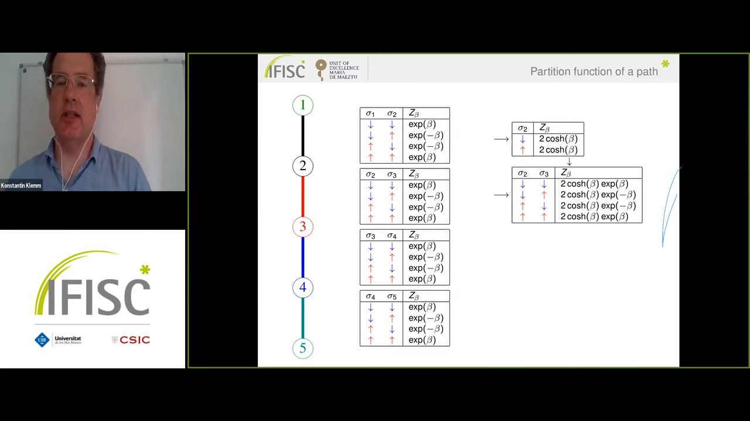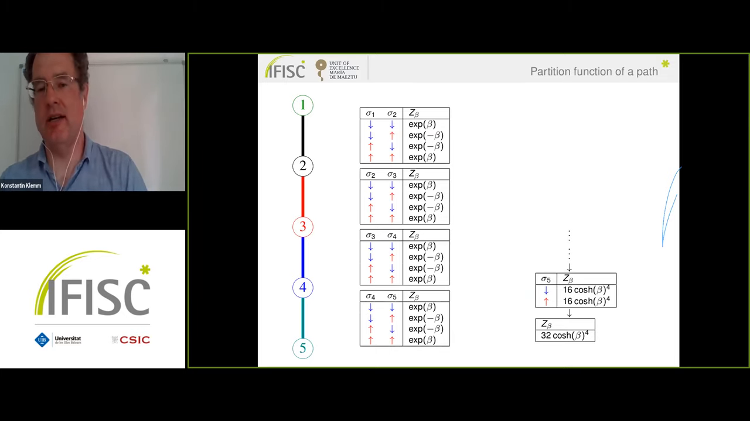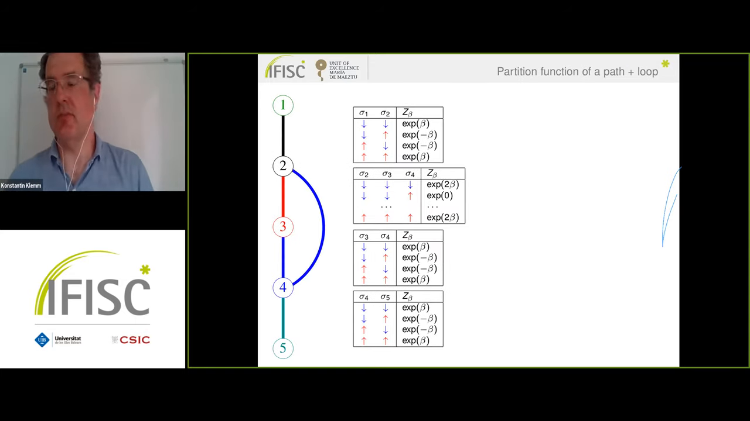I get this one. Now I can do the same again. I've already taken care of everything up here, so sigma two doesn't appear in any other table that I should still multiply in. I can just sum it out, and so on and so forth, until only sigma five is left. Then I sum over sigma five in the end and get the result for this path.